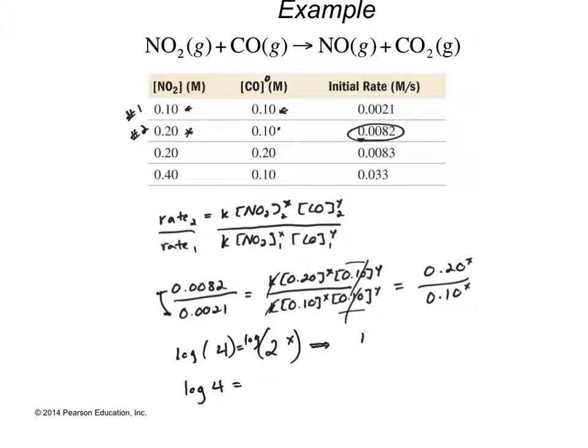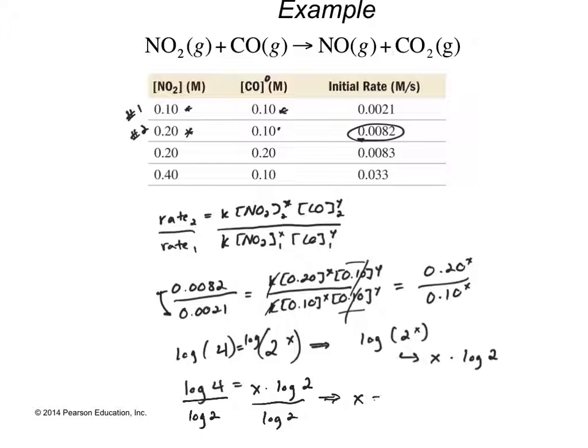What happens to log of 2 raised to the x? What does that turn into? By the law of logarithms, this makes it x times log of 2. The x comes out of the exponent and becomes just a normal, simple variable. So log of 4 is equal to x times log of 2. How would I solve for x here? I would just divide by log of 2 on both sides. And amazingly, when you do that in your calculator, x equals 2.